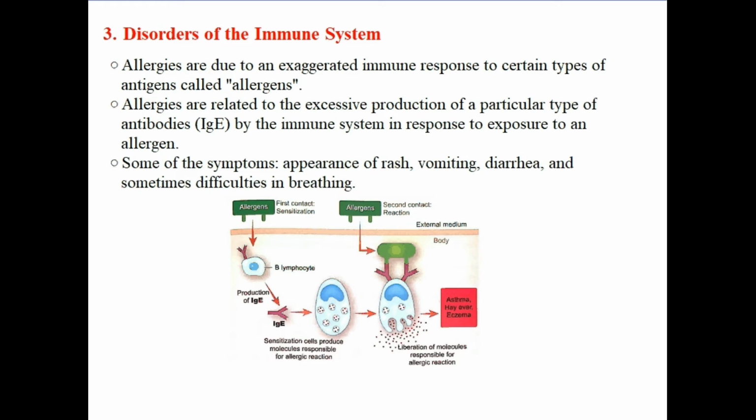Now this picture shows the mechanism of allergy. What happens during an allergy? A sensitization reaction occurs during a first contact with the allergen. That reaction affects certain B lymphocytes that secrete IgE antibodies. These antibodies bind to specific cells that produce molecules responsible for the allergic reaction. So during the second contact with the allergen, these cells release the molecules responsible for the allergic reaction that result in asthma or eczema, for example.